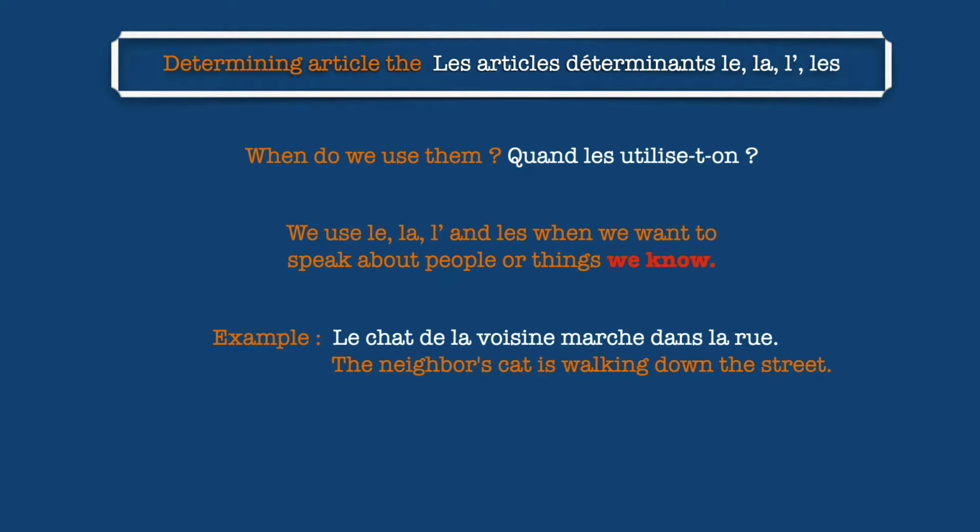So, the example is, Le chat de la voisine marche dans la rue. The neighbor's cat is walking down the street. So the difference between the example in the last section and the one in this one is that we know the cat, because it's our neighbor's cat, so for that reason we use this definite article.